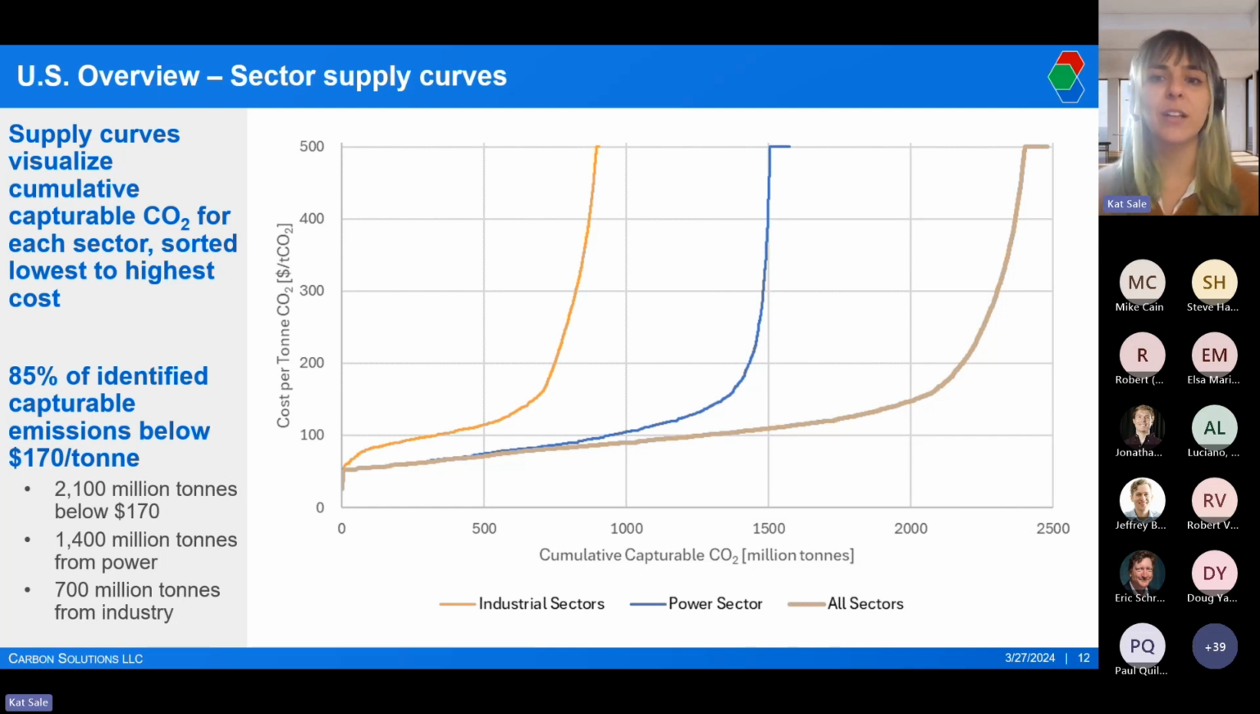And then above $170 a ton, the capture cost begins to increase exponentially, which could potentially be partially explained by the cost models, but is an interesting thing to explore further.